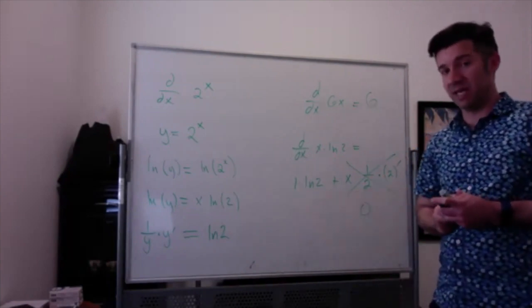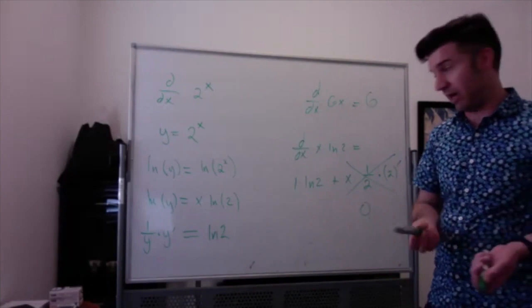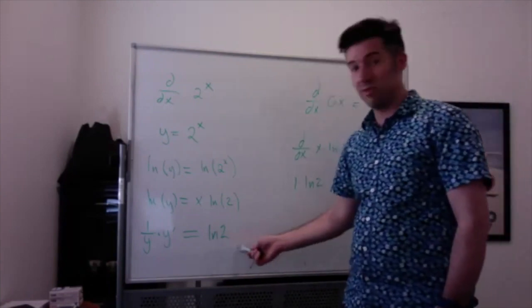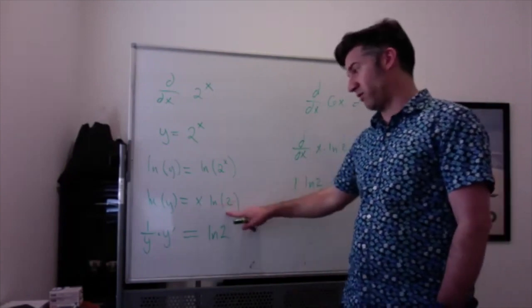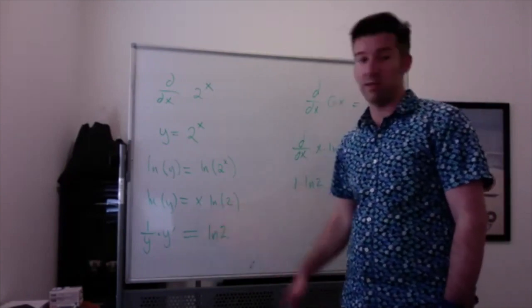But again, let me emphasize, just because I've seen students struggle with it so many times in the past: natural log of 2 is a constant. Its derivative is 0. So for x times natural log of 2, the derivative is 1 times natural log of 2.